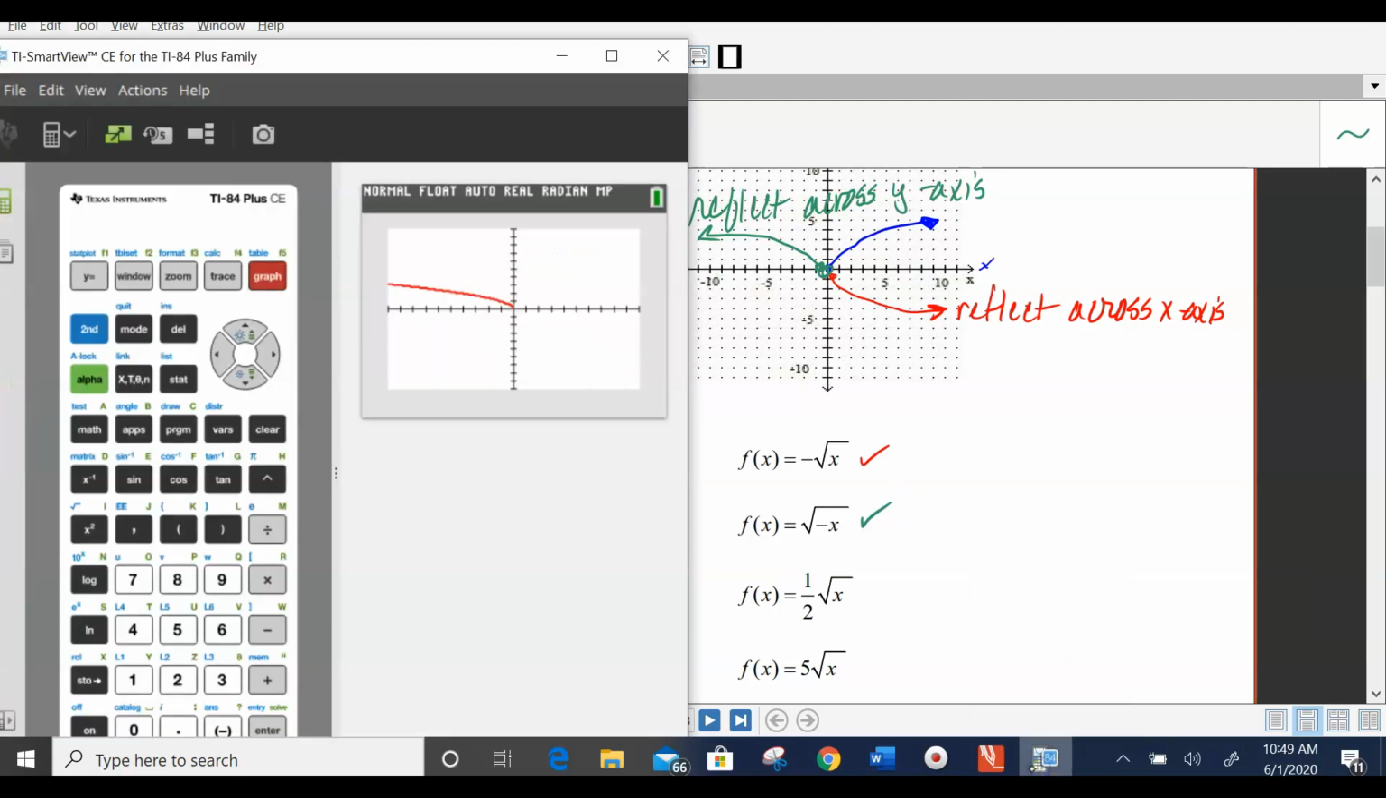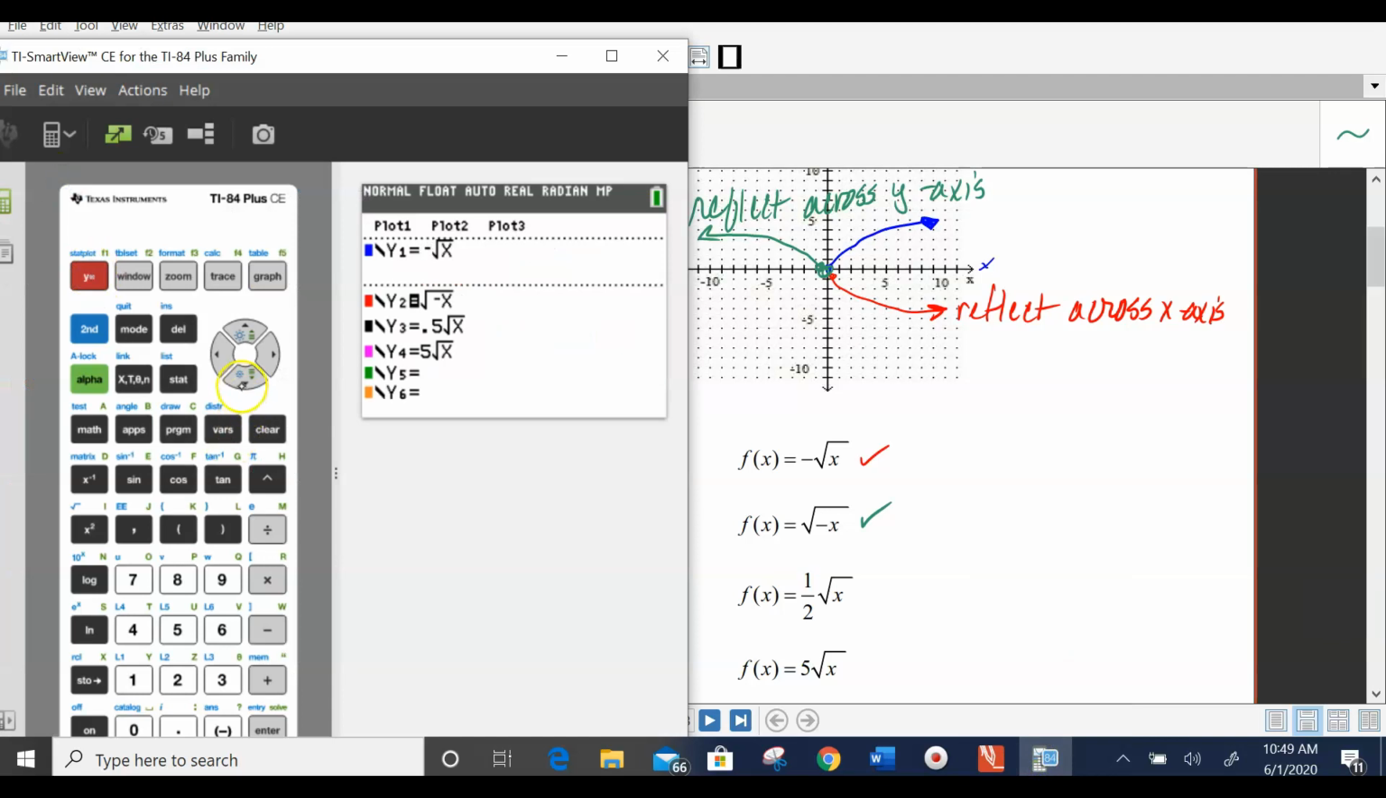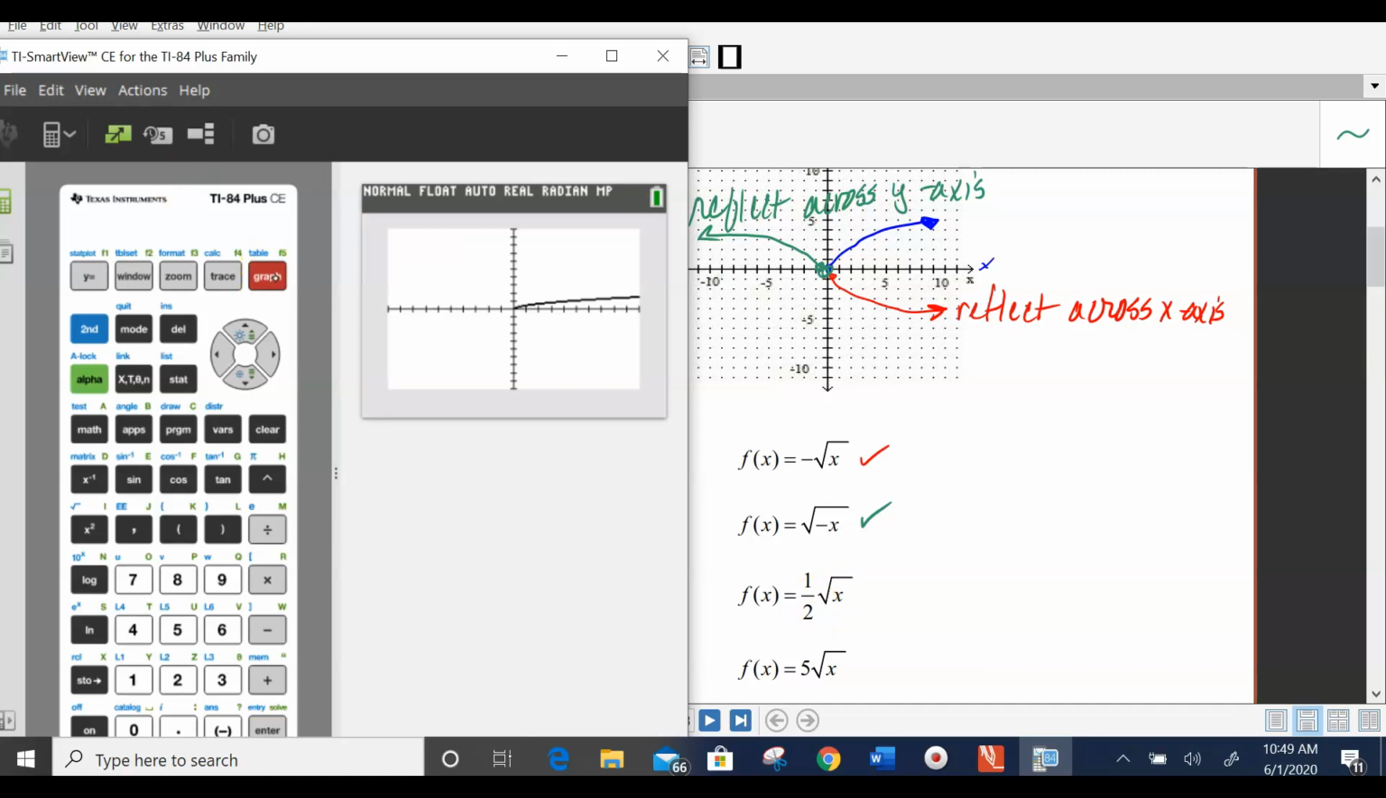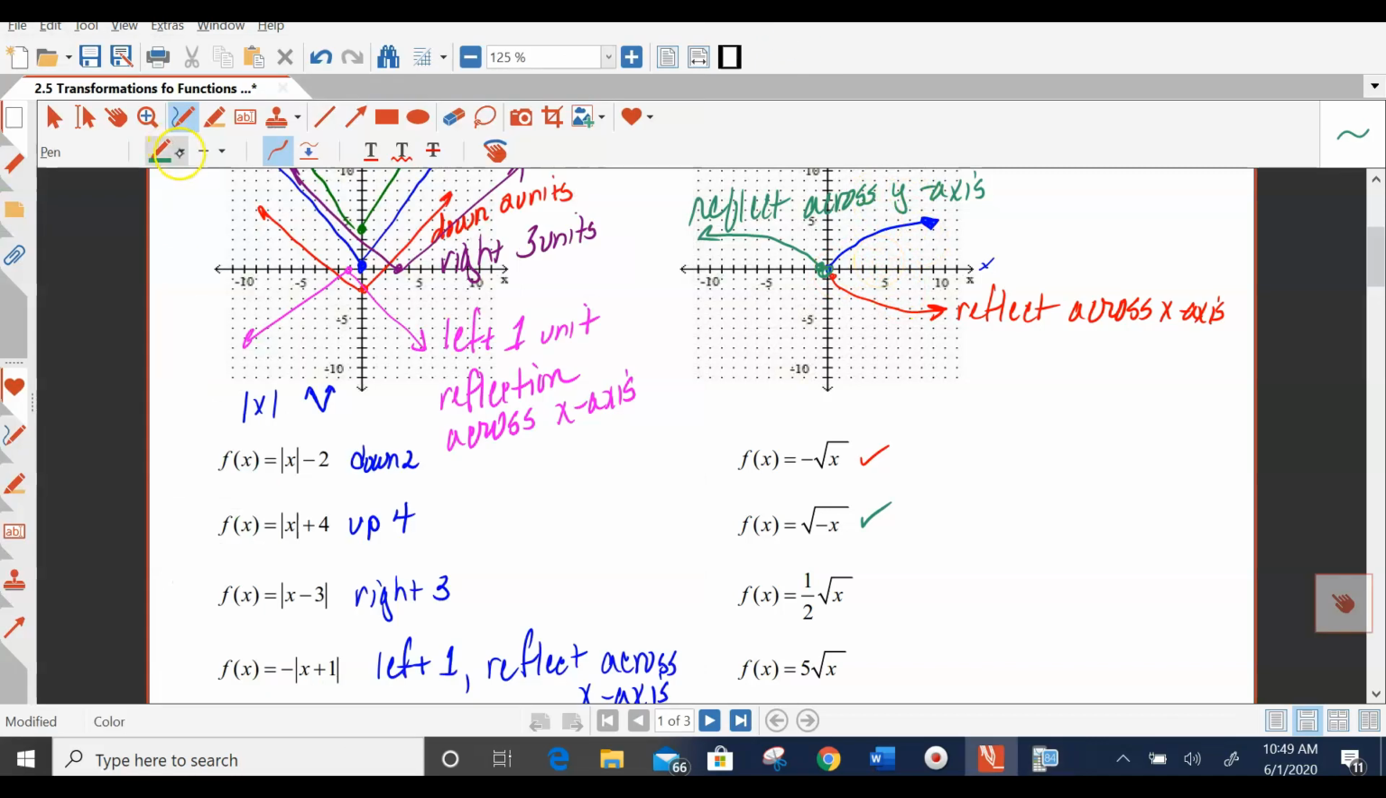Let's check the next one out. Let's see what happens. So let me go to y equals, and I'm going to turn him off and turn him on. So here I have a 1/2 in front of the square root of x. And remember, the original is the blue one, so it's still arcing out to the right, but if you notice, it shrunk quite a bit. Actually, it's half the height. So that 1/2 in front of my square root of x causes that to have a vertical shrink. It's shrinking vertically.